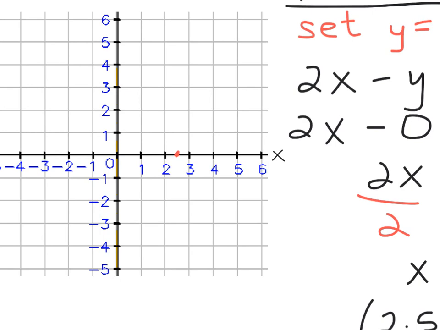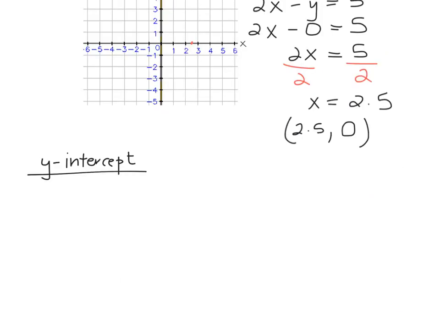So right about there. Now we can go ahead and calculate the y-intercept. So remember that for a y-intercept, the corresponding x value is equal to 0. So in order to solve for your y-intercept algebraically, we need to set x equal to 0. So it's basically the opposite of what we did when we solved for the x-intercept.